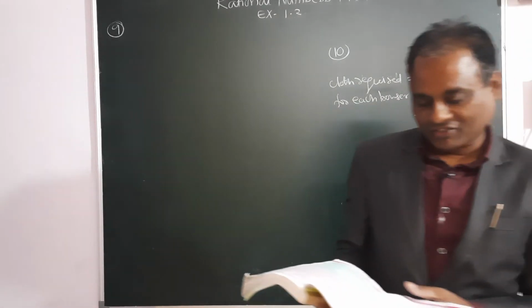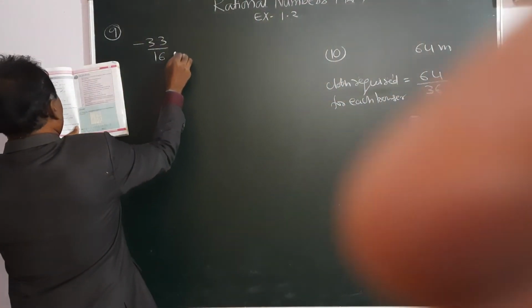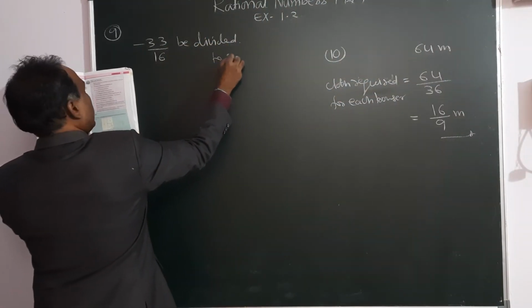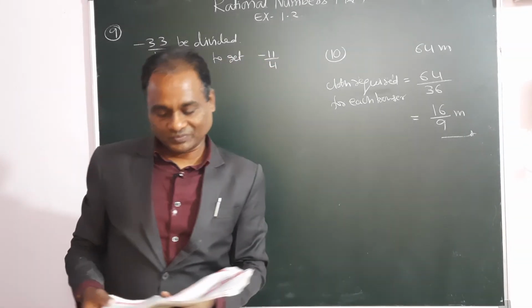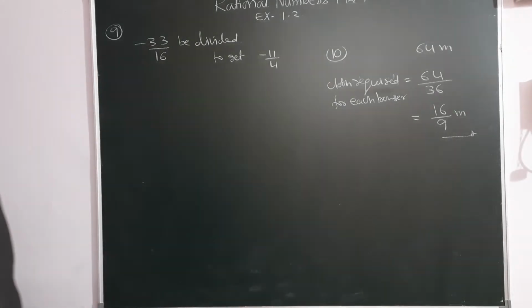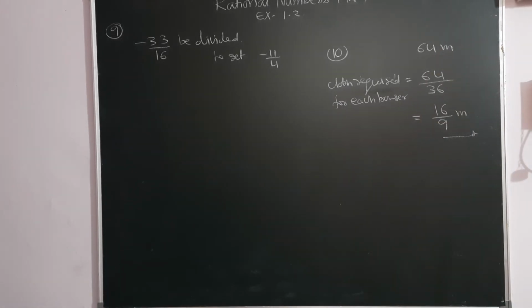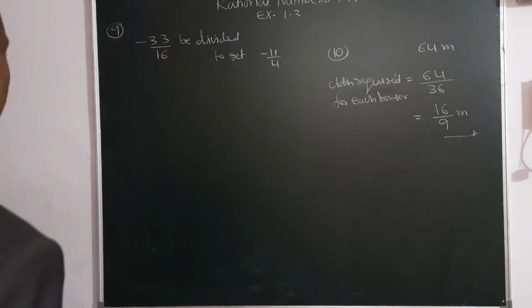Ninth: what number should minus 33 by 16 be divided by to get minus 11 by 4? What number should minus 33 by 16 be divided by to get minus 11 by 4?